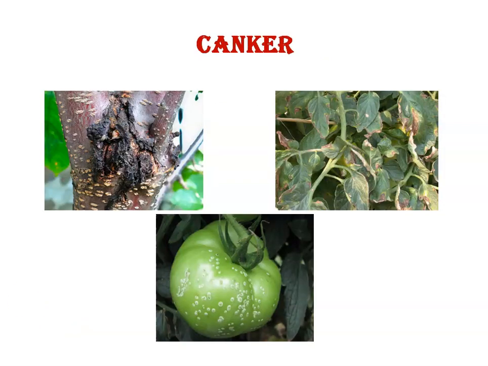Next is cankers. Bacterial canker is a plant disease, not a single condition, affecting various plants from stone fruits to vegetables, caused by bacteria like Pseudomonas syringae. Symptoms vary by host, but typically include cankers, meaning dead sunken areas on stems, then wilting, dieback, leaf spotting, and potentially fruit spots. The bacteria spread through contaminated tools, wind, rain, and infected plant material.